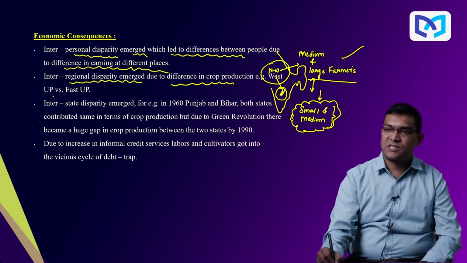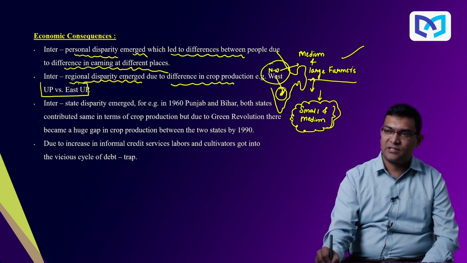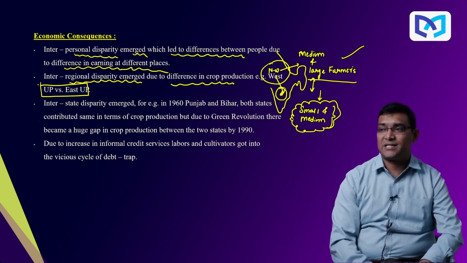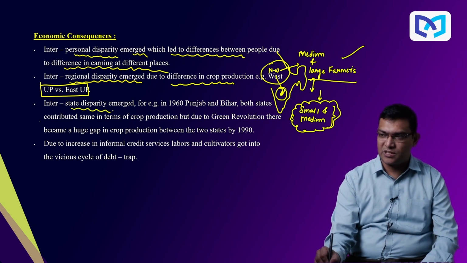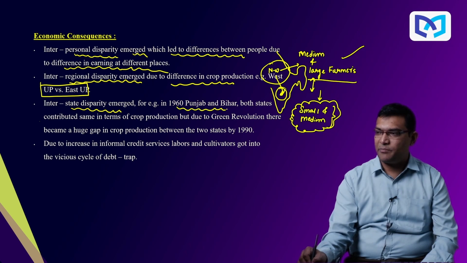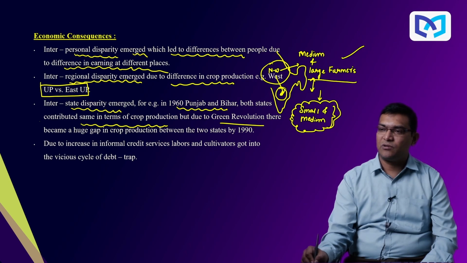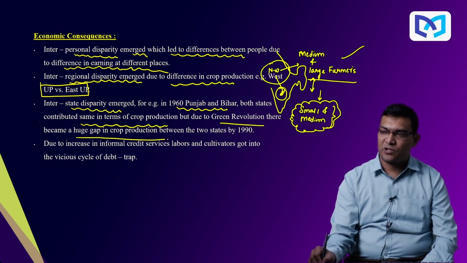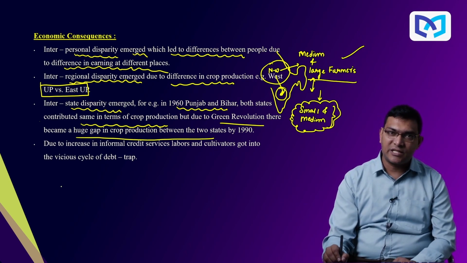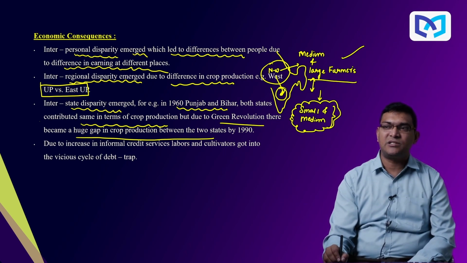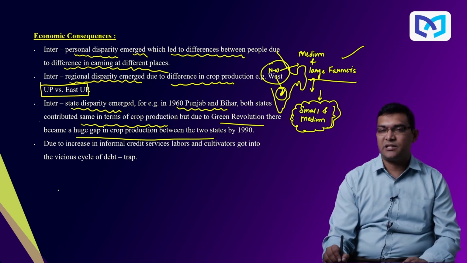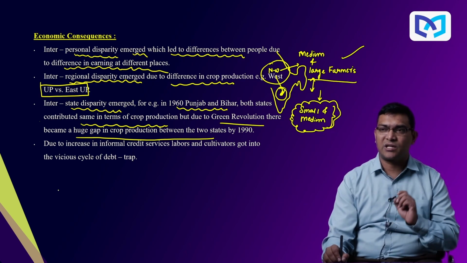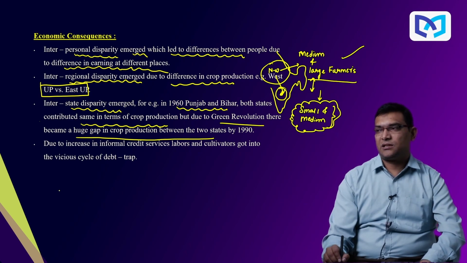Regional disparities also emerged due to the difference in cropping production. West UP versus Eastern UP. This was a thing that has emerged. Interstate disparities also emerged. In 1960s, Punjab and Bihar, both the states contributed the same in terms of crop production, but due to the Green Revolution, there was a huge gap in production between the two states. So interstate, interregional and interpersonal disparities were created. Those three things were created by these things.